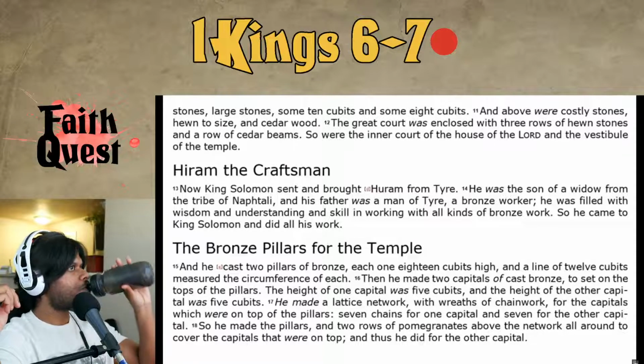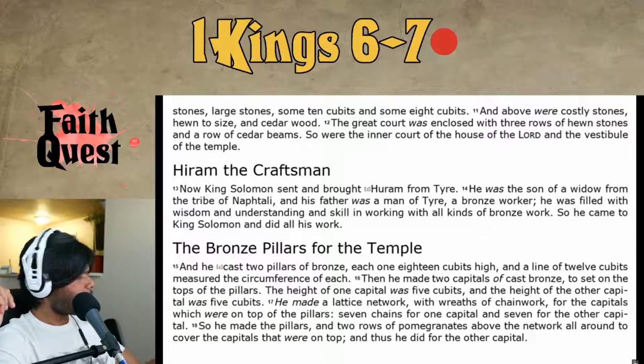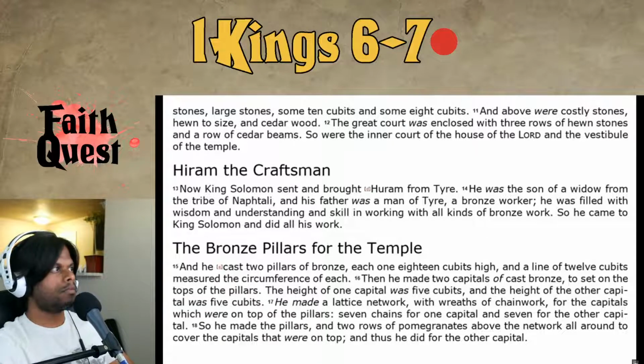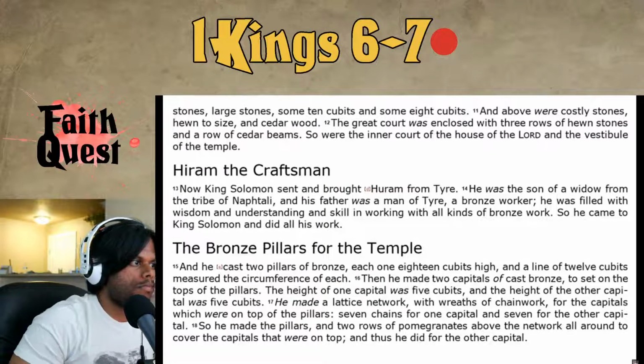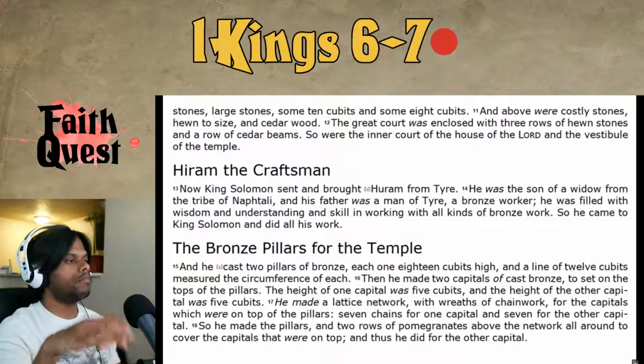Now King Solomon sent and brought Hiram from Tyre. He was the son of a widow from the tribe of Naphtali, and his father was a man of Tyre, a bronze worker. He was filled with wisdom and understanding and skill in working with all kinds of bronze work. So he came to King Solomon and did all his work. And he cast 2 pillars of bronze, each one 18 cubits high, and a line of 12 cubits measured the circumference of each. Then he made 2 capitals of cast bronze to set on the tops of the pillars.